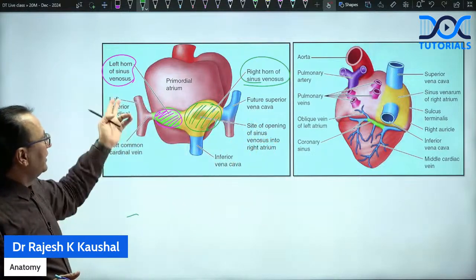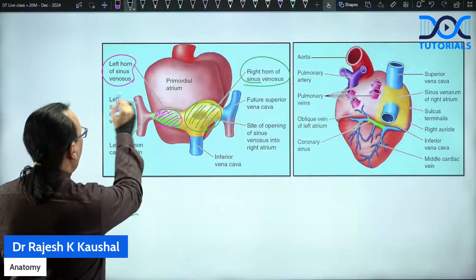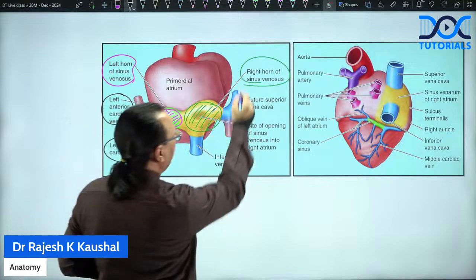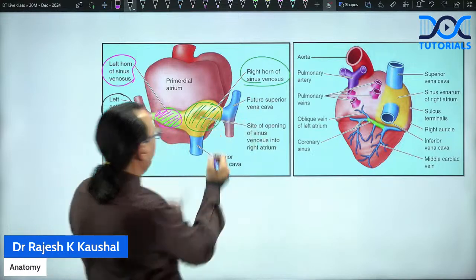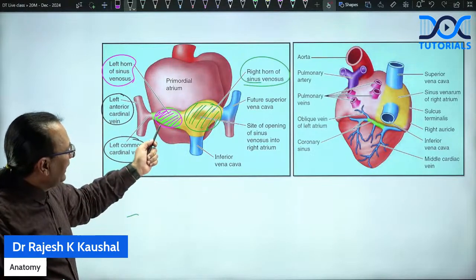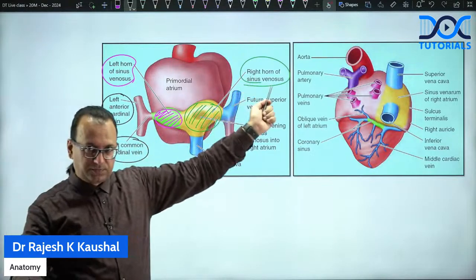So cardinal, like this is the left anterior cardinal vein, left common cardinal vein, this will be posterior cardinal vein, right anterior, posterior, common cardinal vein. So Vitelline vein will be there. What is happening to the right horn of sinus venosus?